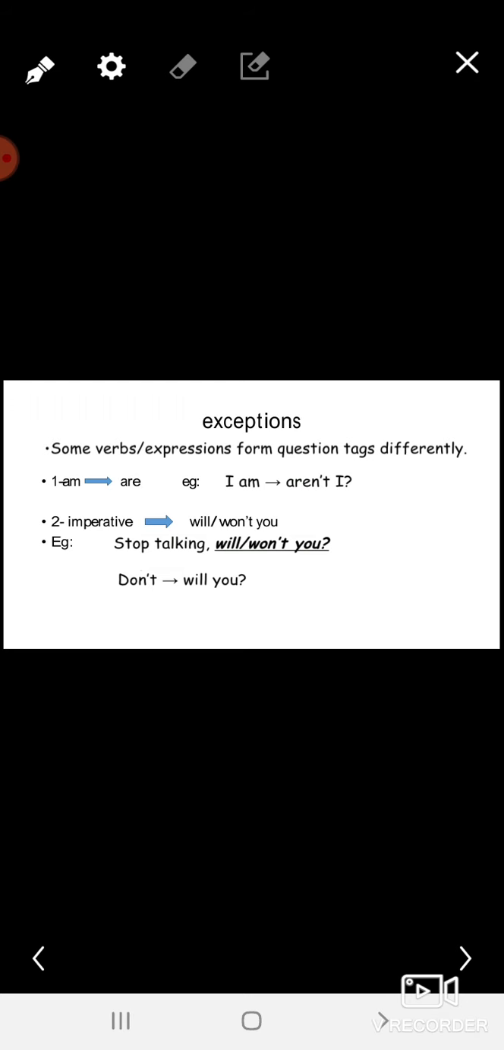Number 2, the second exception, is about imperatives. For example, stop talking. Don't laugh. With an imperative sentence, we say to someone to do something. We ask someone to do something. This is an imperative sentence. So, what is the tag question for imperatives? The tag question is will or won't you.